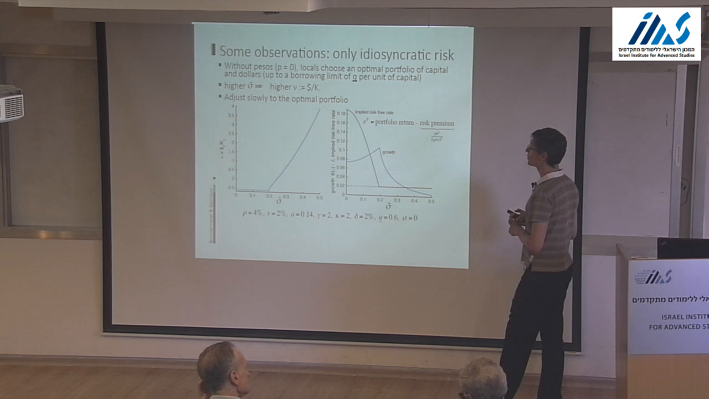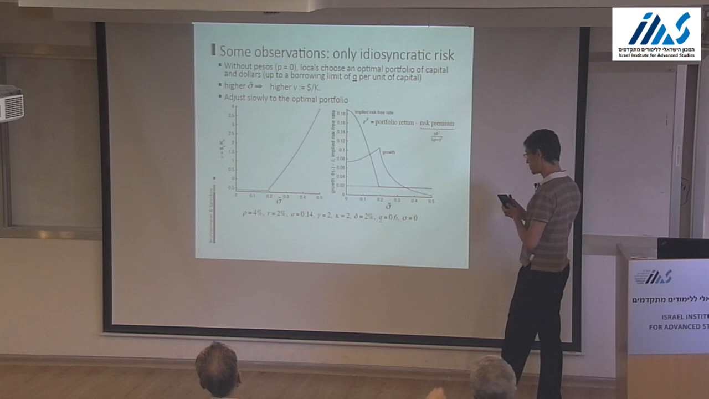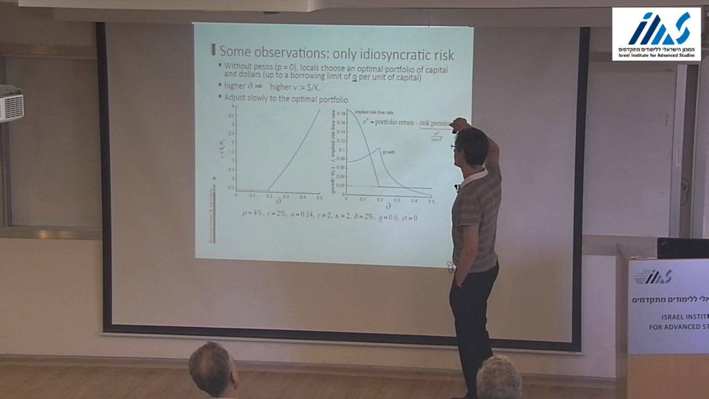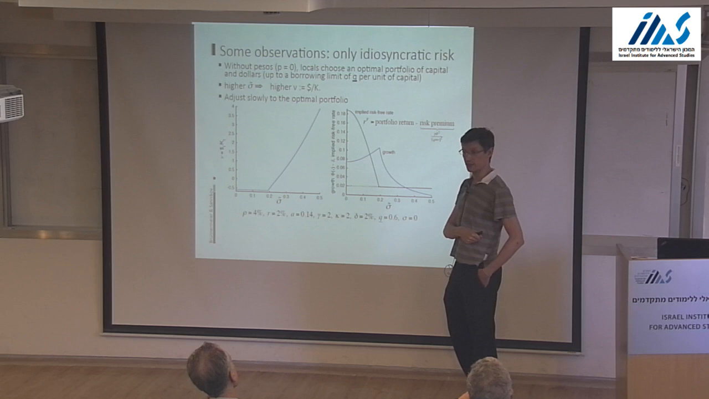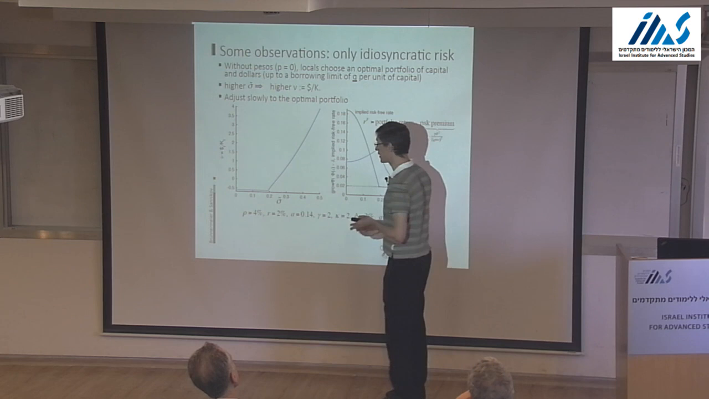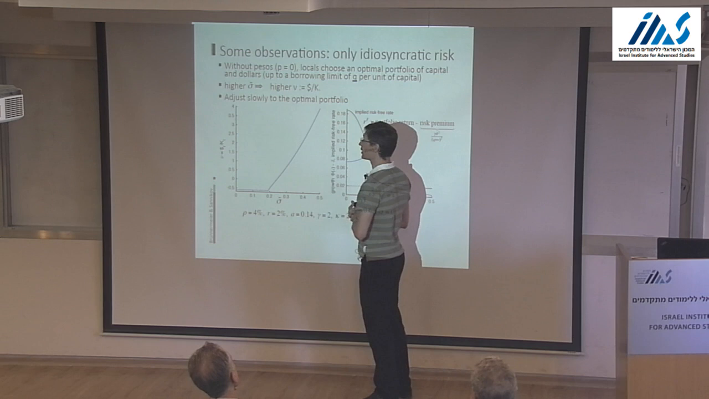So let me talk very briefly about how this model works with just idiosyncratic risk and just with the dollar first, and then also with the local currency. This is going to answer Eric's question about why local currency. As a function of idiosyncratic risk, these are just going to be graphs. I probably do not have time to show how to solve the model. Maybe I can say a couple of words.